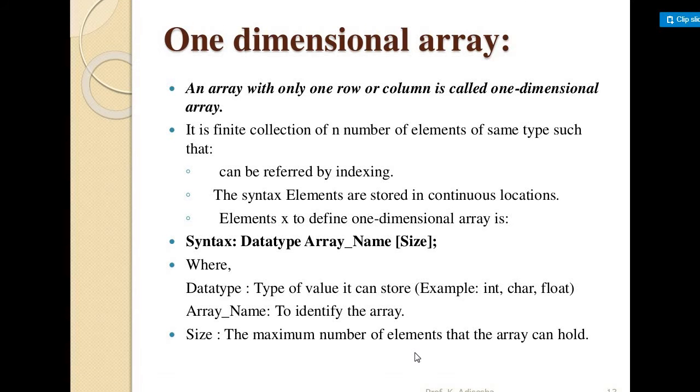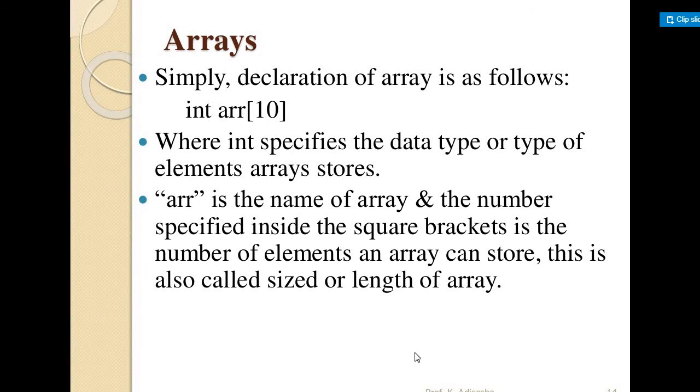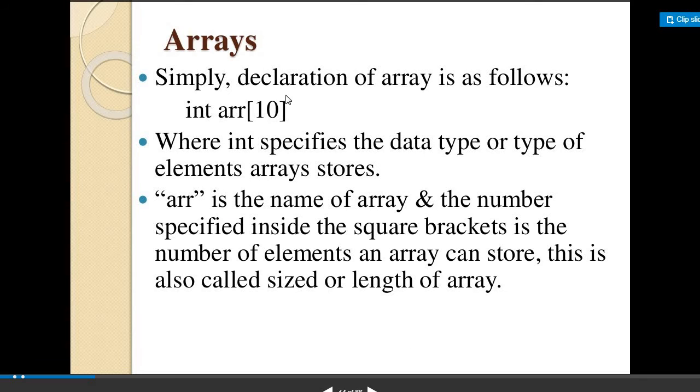The array name identifies the array, and the size is the maximum number of elements that the array can hold. So a simple declaration of an array is as follows: int arr[10], where int specifies the data type, or type of elements the array stores; arr is the name of the array; and the number specified inside the square brackets is the number of elements an array can store. That is, the size of the array is 10. This is also called the size or length of the array.